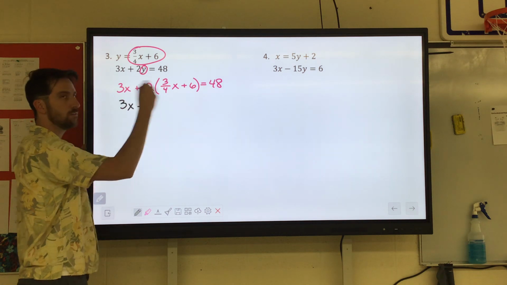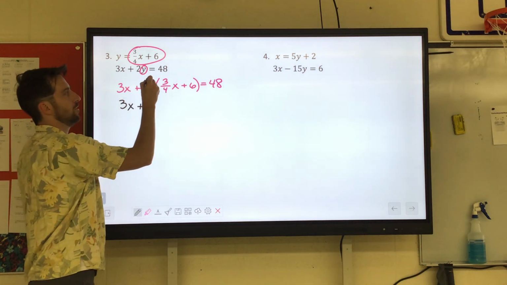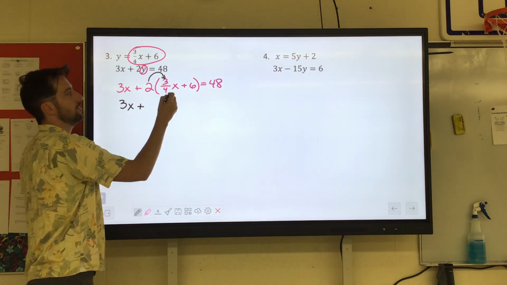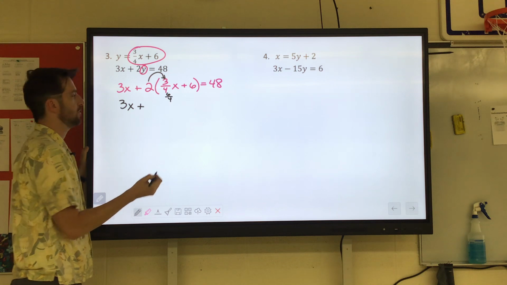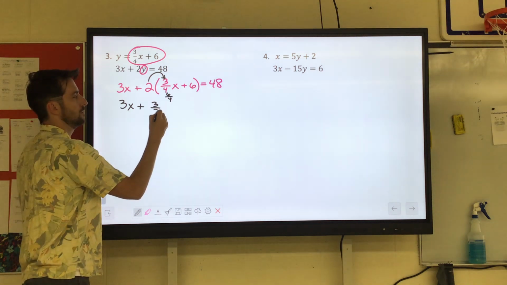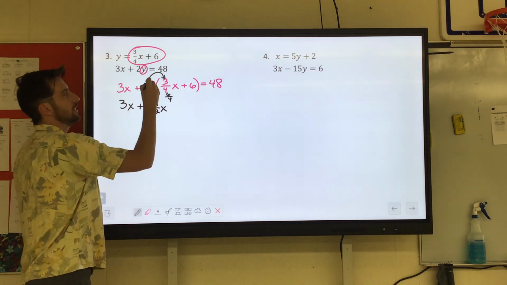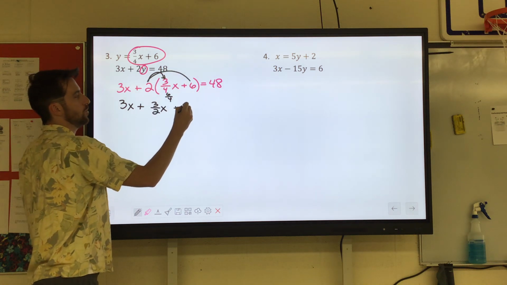Number 3, y equals. Hey, we got y equals 3/4 x plus 6. Let's go ahead and substitute that into the other equation for the y. 3x plus 2 of those equals 48. All right. We can go ahead and distribute. Now, when we're doing a whole number times a fraction, remember you multiply the whole number up top. So that would give us 6 over 4. If we reduce that, that would be 3 over 2 x. Then 2 times 6 is 12.